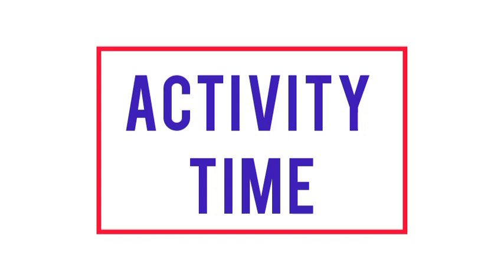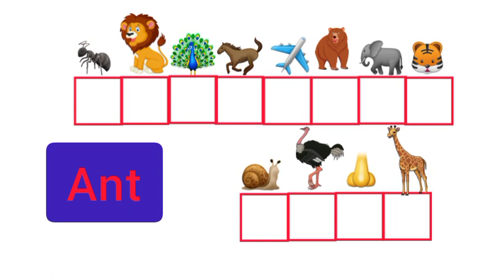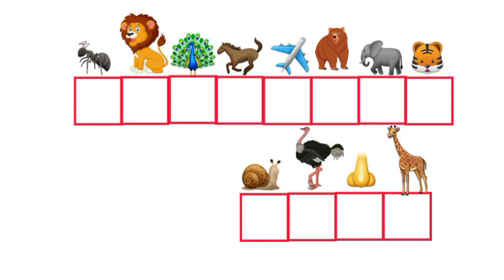Some pictures will be shown. You have to identify those pictures and write the first letter of the picture in the box given below. So, which is the first picture? Yes, it is of an ant. So, the word ant begins with the letter A. So, we will write A in the box.